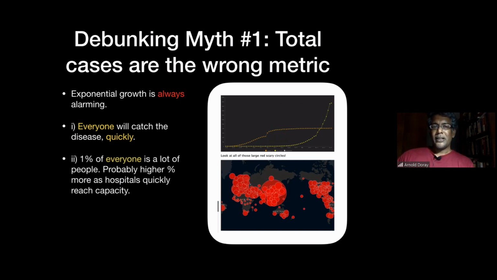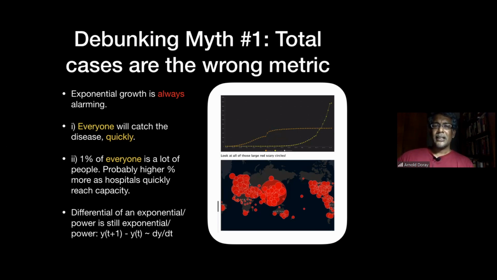The second point is that even a small percentage, I'm just taking 1% as a representative number, of everyone is still a lot of people. A small percentage of a lot of people is still a lot of people, right? And what that means is that if it happens quickly, it would put hospitals out of capacity. I'm sure you've heard this argument before. It's to do with flattening the curve, which has been put out by the CDC.